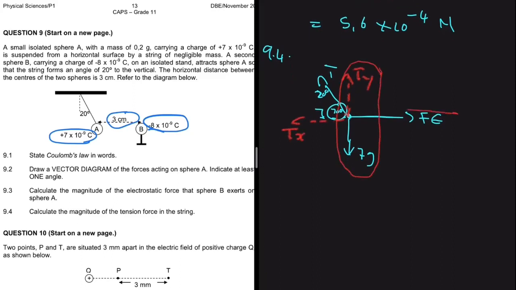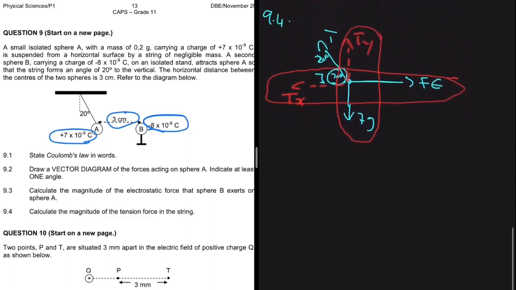And then if you also equate these two, you should be able to get the tension force because they are balanced, right? But then let's do both. So let's equate the y component of the tension and Fg. So we have Ty being equal to Fg.